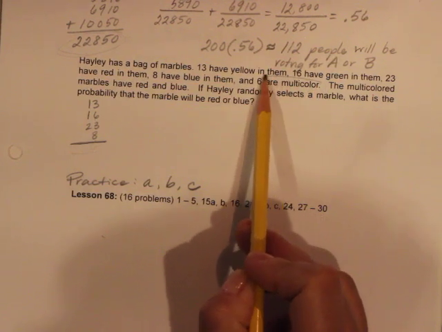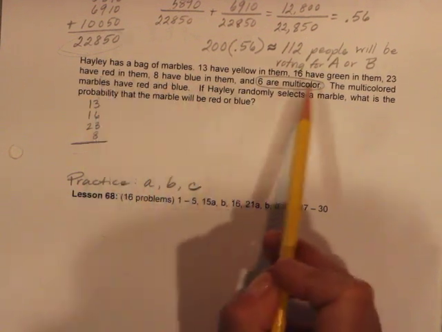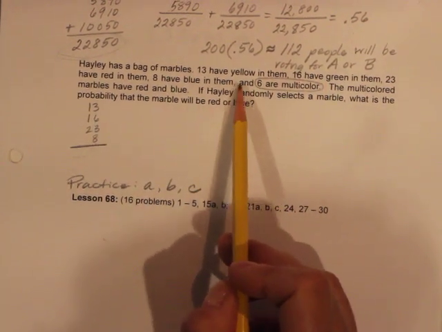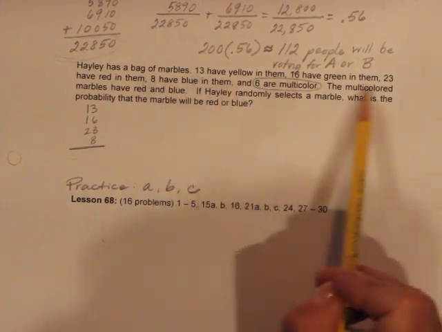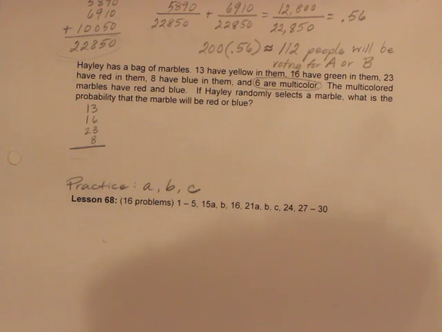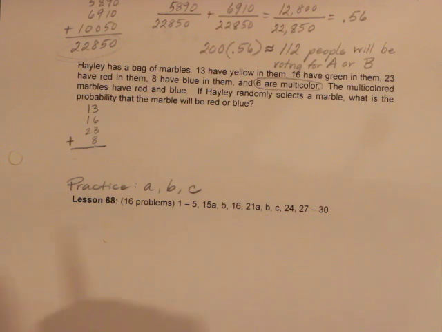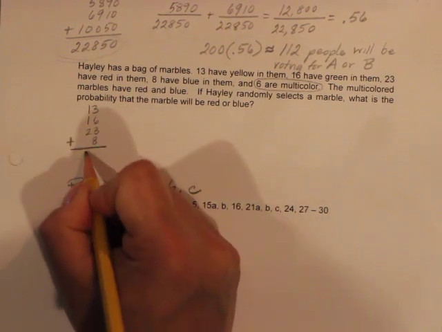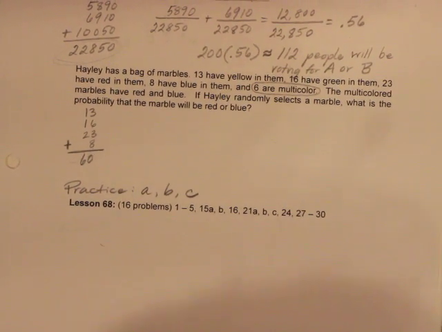Now here's where the tricky part was, and this is where I almost made that mistake. These 6 are included in these because it doesn't say that they have only yellow or only green or only red, it says that 6 are multicolor, meaning these 6 are included. We don't know exactly how many, right? But they're included in the number here that have these other colors in them. So when I find the total, I'm not going to include those 6 because they're already included somewhere in the count here. All right, so when I add up 13, 16, 23, and 8, I get a total of 60 marbles. So she's got 60 total marbles that she's drawing from.